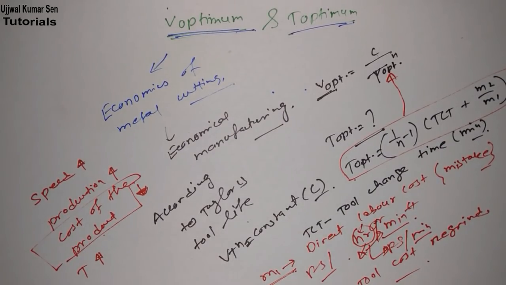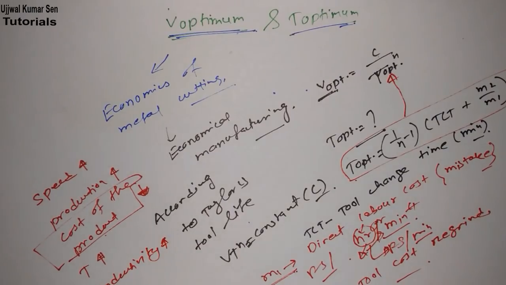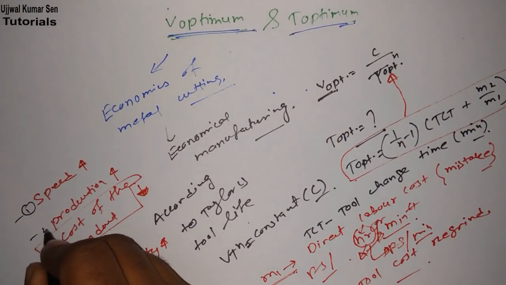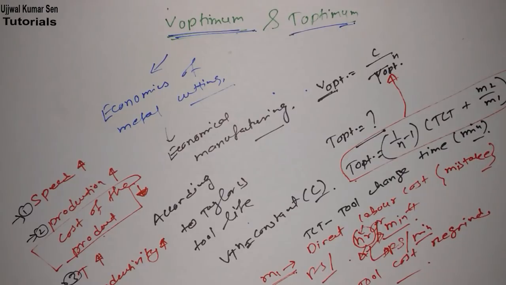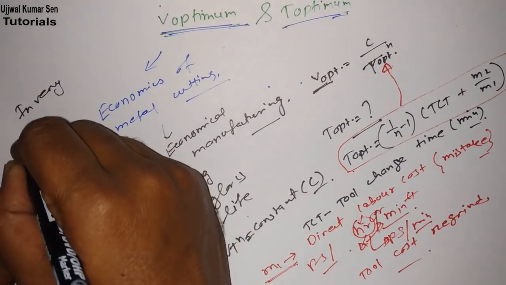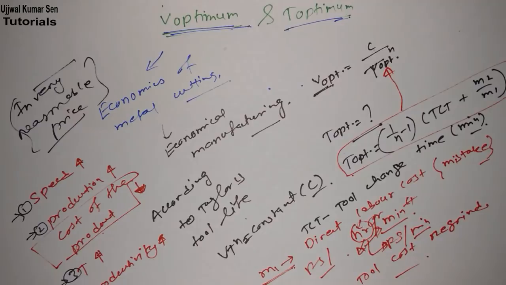If speed is more, production is more, T is more, therefore productivity will be more. And if all these four terms are more, that means the cost of the product will decrease. That's why we can provide the product to the customer at a very reasonable price. In this way the company can make maximum profit. The company can run its product in the market quite easily. People will talk about their product.